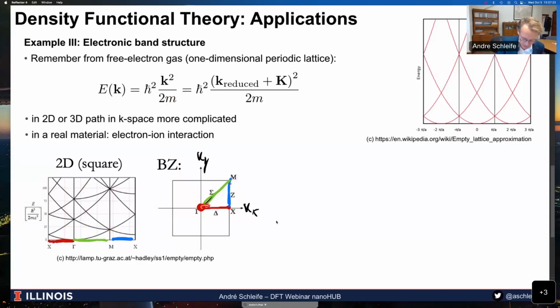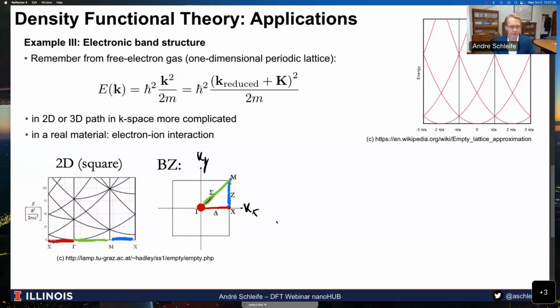So you go through these high symmetry lines in k-space and you plot your energy as you go through those lines. It's up to you which lines you pick. It's up to you how many you pick, but the resulting plot depends on that. Okay, so this is where this plot comes from.